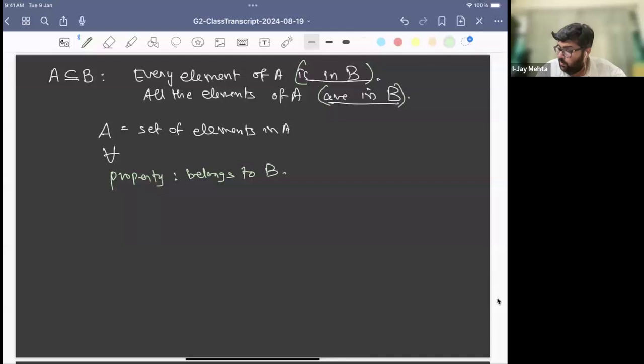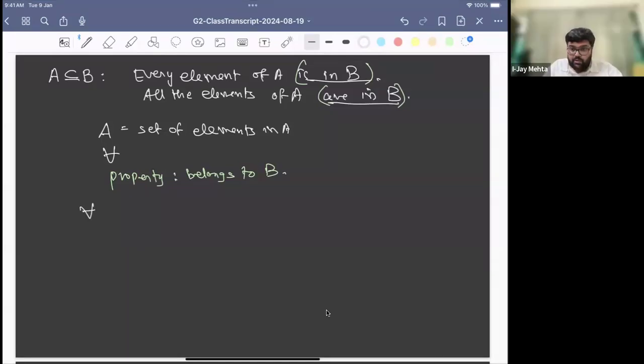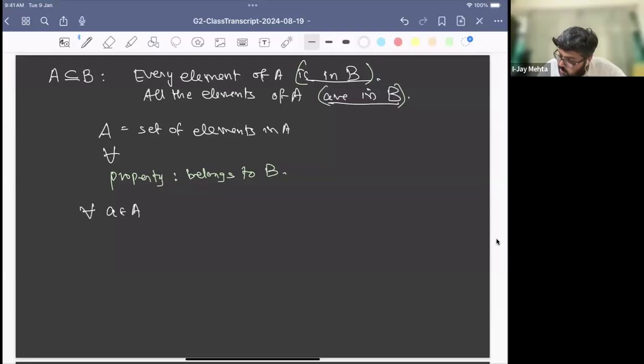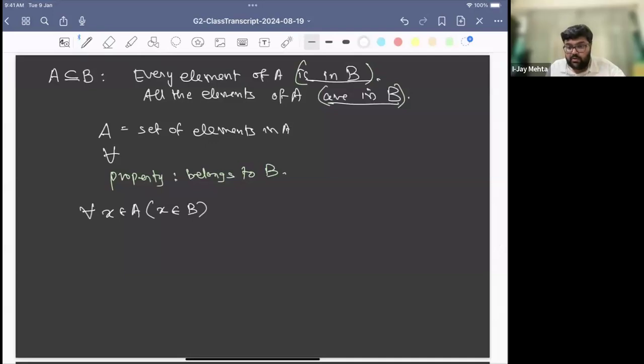Room number 2, Anwar. Sir, we write that given any element in A, it belongs to B. So we need some notation for the element. Given small a belonging to A, or I can also use given X in A. So what is the property? X belongs to B. How many of you understand this? All the elements of A are in B. So given any X in A, the property is X is in B.